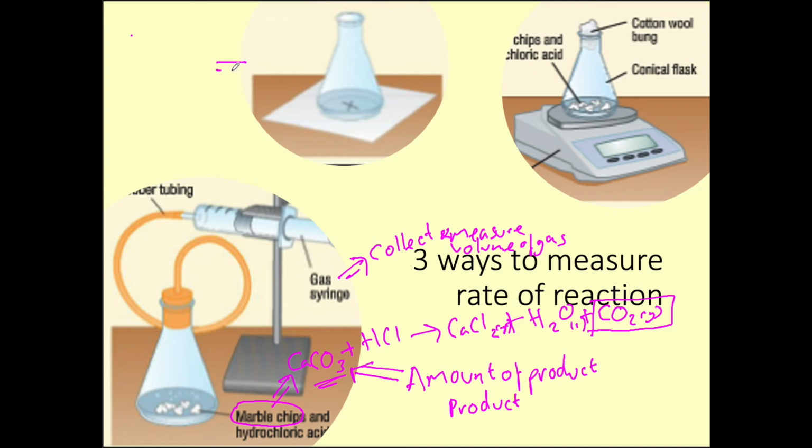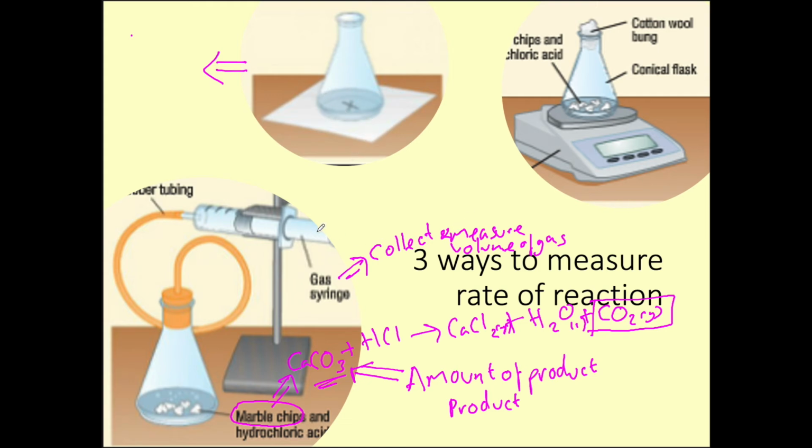In this one, you can see a clear colourless solution with a cross on a piece of paper underneath. In this reaction, we're going to be producing a solid precipitate, so a solid that's being produced from the reaction, and that is going to stop us from seeing that cross underneath.